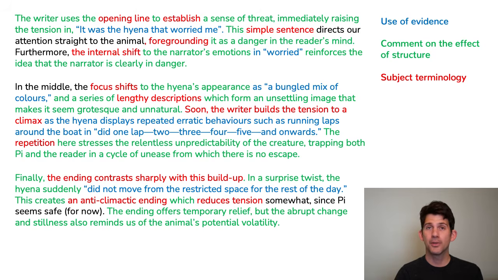Soon, the writer builds the tension to a climax as the hyena displays repeated erratic behaviours, such as running laps around the boat in "did 1 lap, 2, 3, 4, 5 and onwards." The repetition here stresses the relentless unpredictability of the creature, trapping both Pi and the reader in a cycle of unease from which there is no escape.